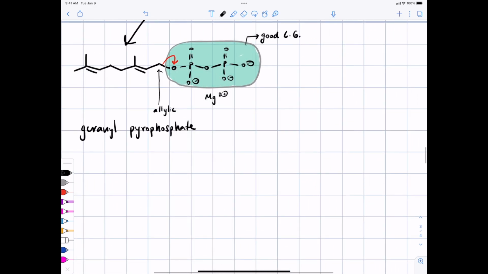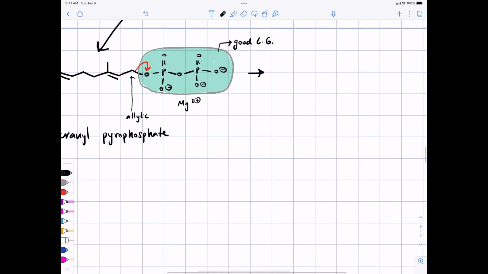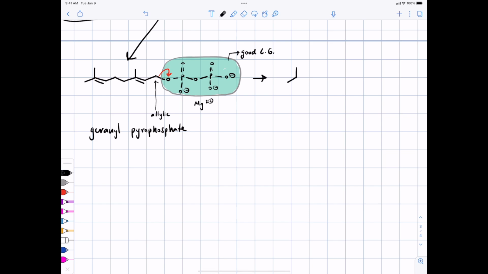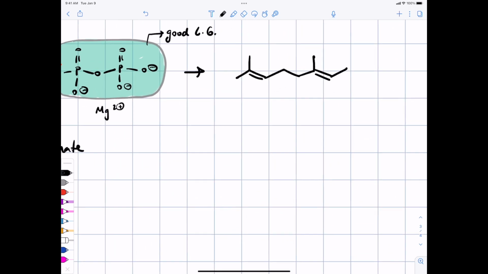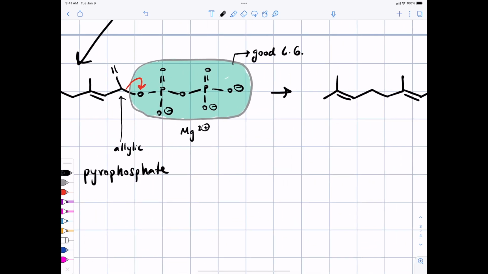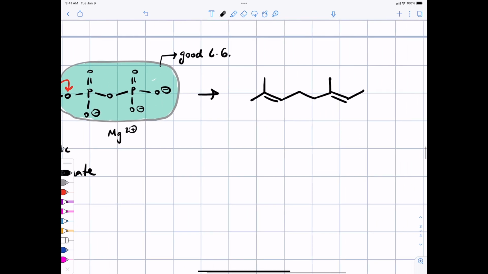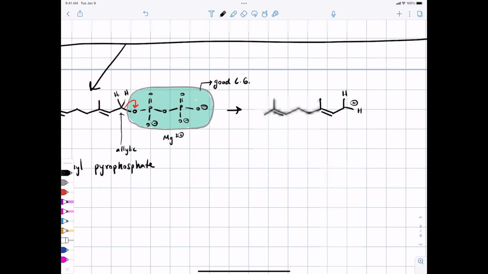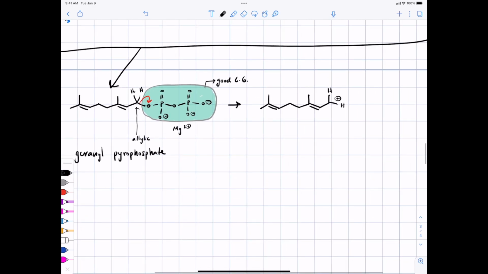If the leaving group leaves, see how that's resonance stabilized? Final exam question: which atoms share the positive charge?